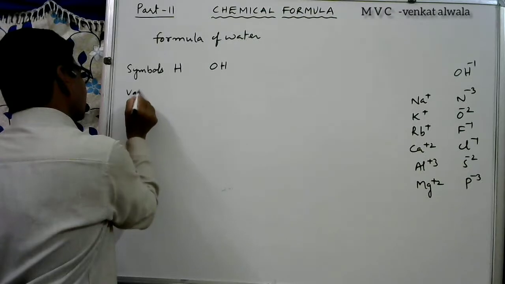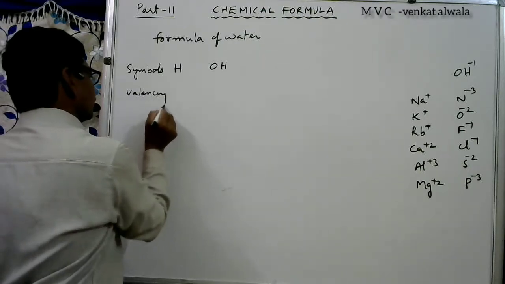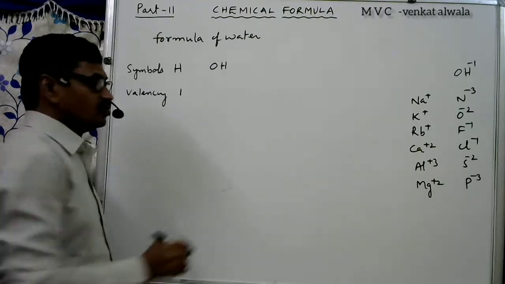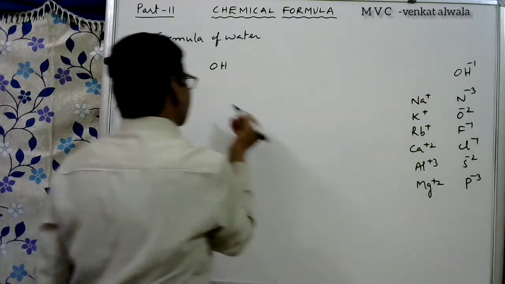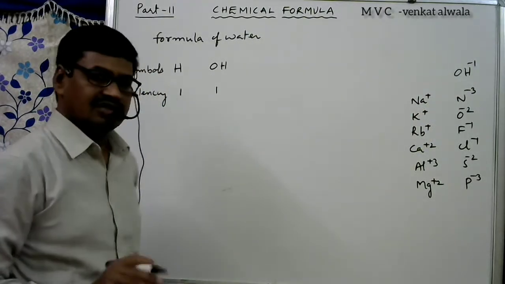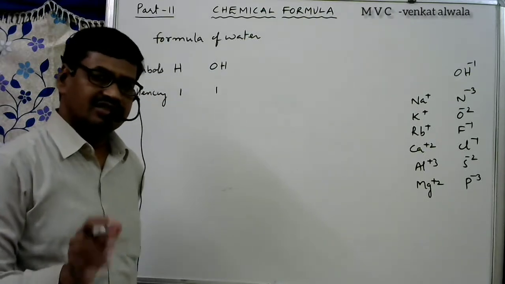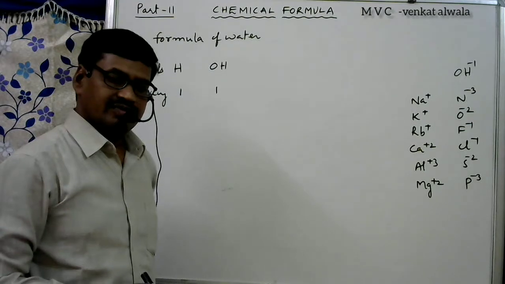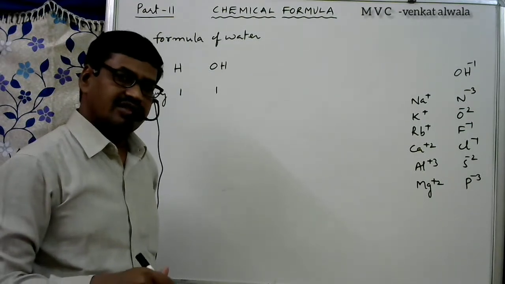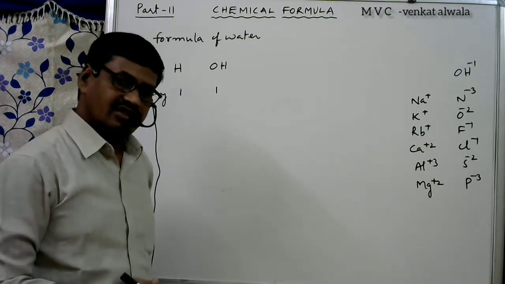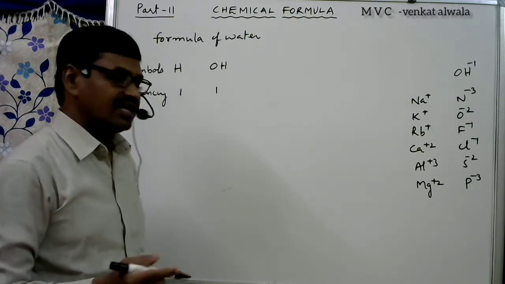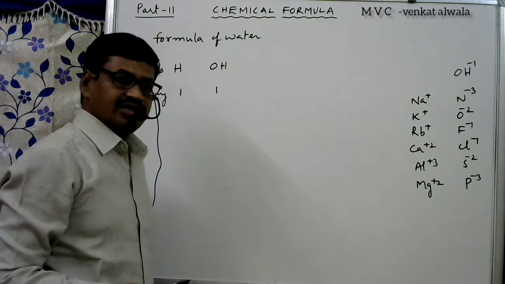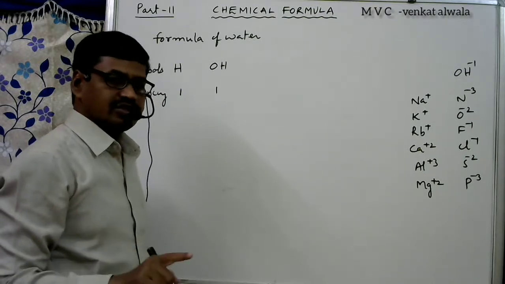And here I am writing the valency. You know, the hydrogen valency is 1. The OH charge is also its valency. The difference between charge and valency is that valency is just a number. Charge may be positive or negative: negative for anions, positive for cations. But while writing valency, you just write the number only, with no need to mention negative or positive.